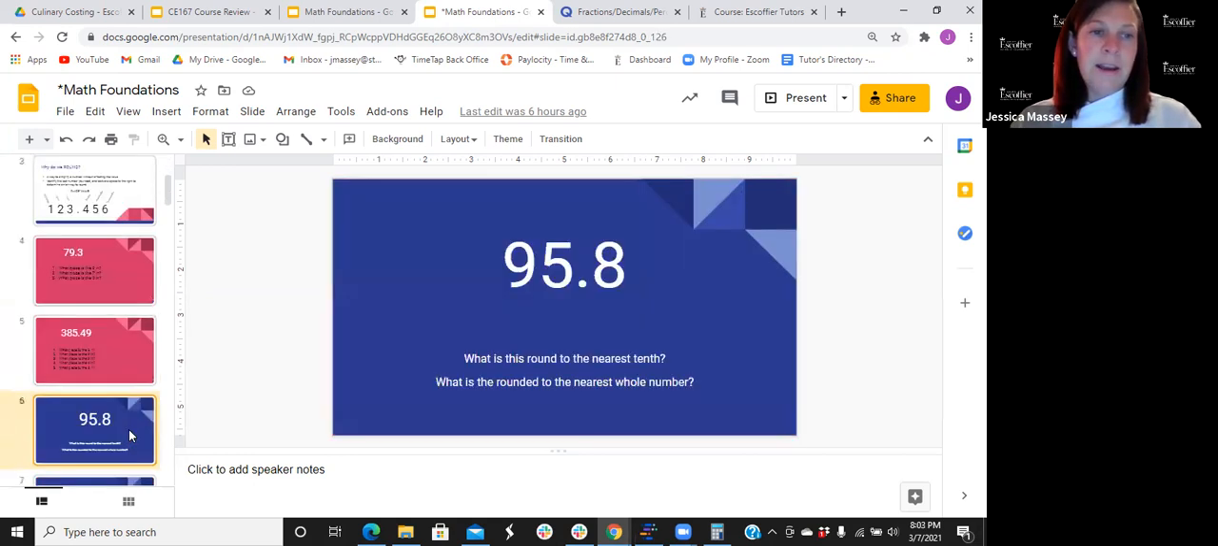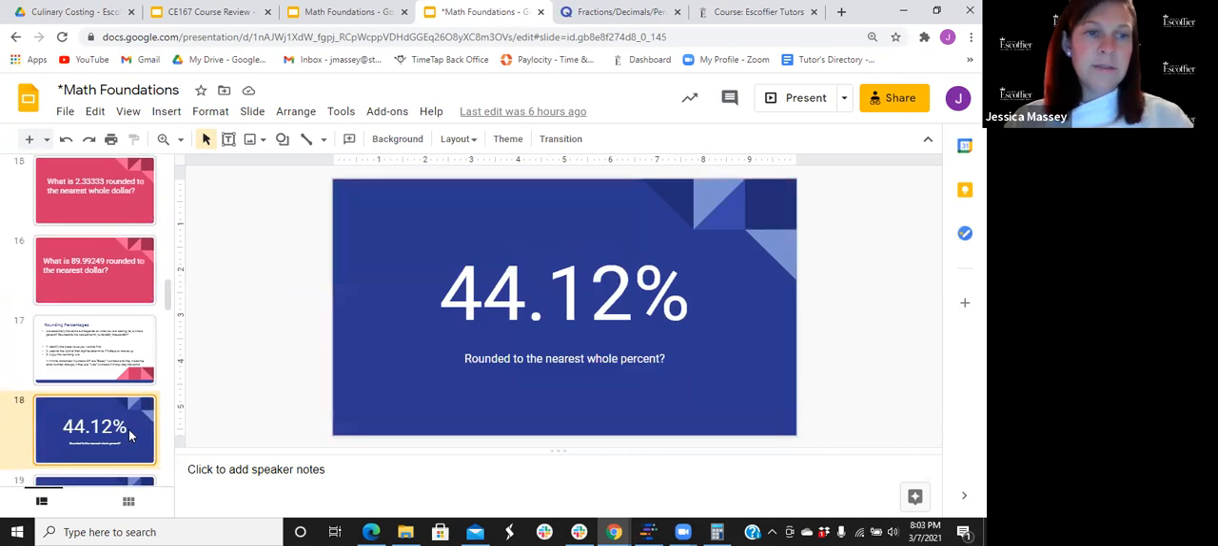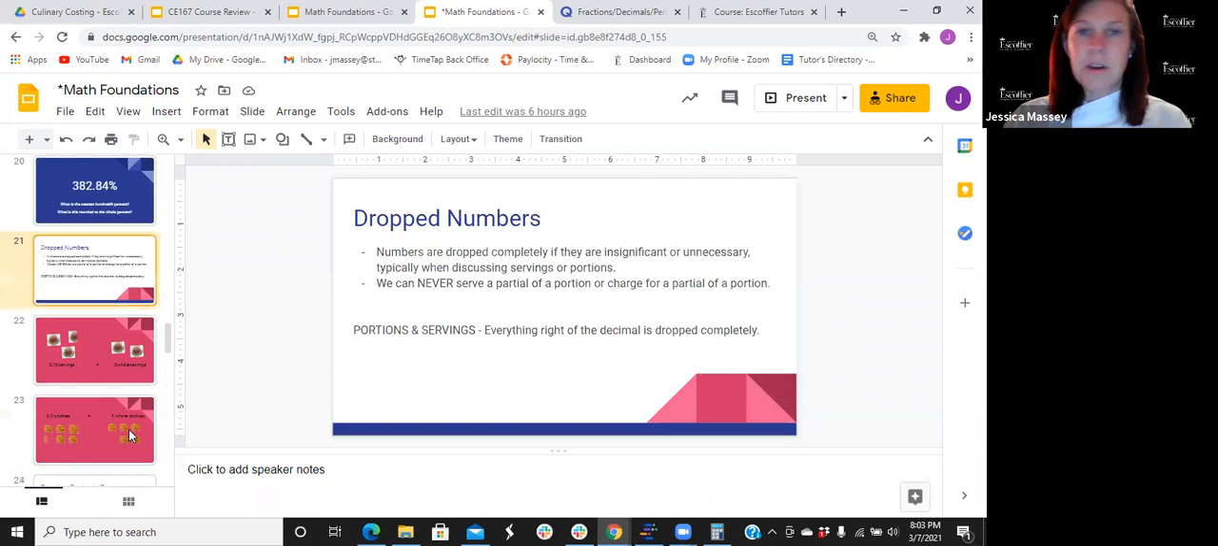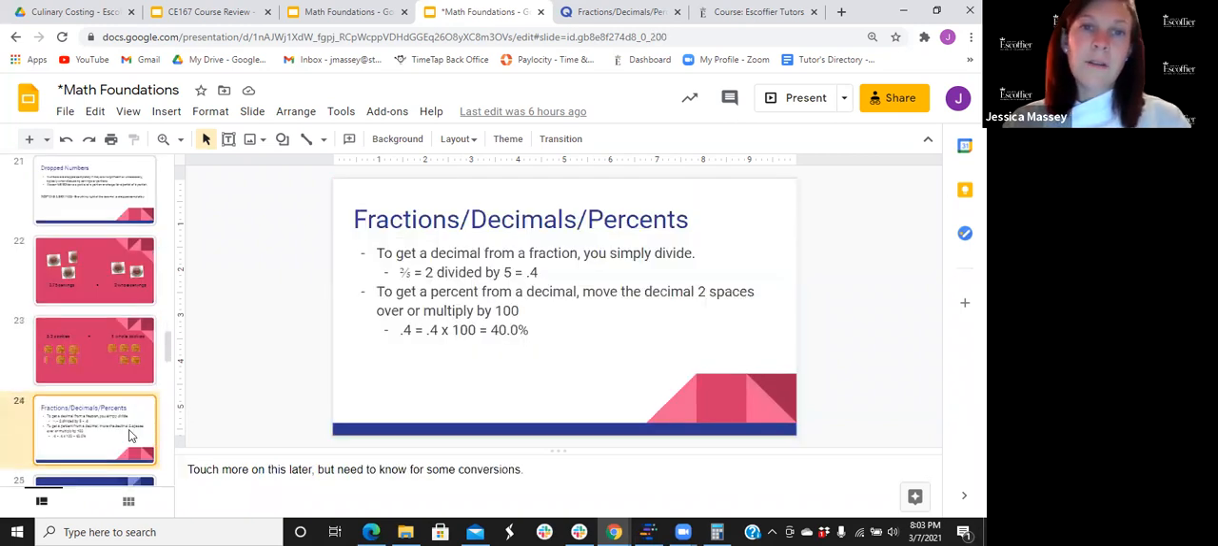And I'm going to jump ahead because this is all the stuff we covered last week. Drop numbers, I guess I'm going to touch on that because that's super important. When you're doing serving sizes and portions, when you get a little further into the program, you do not round. That is the only time rounding does not apply. You drop anything to the right of that decimal because you cannot have a partial serving or part of a portion.